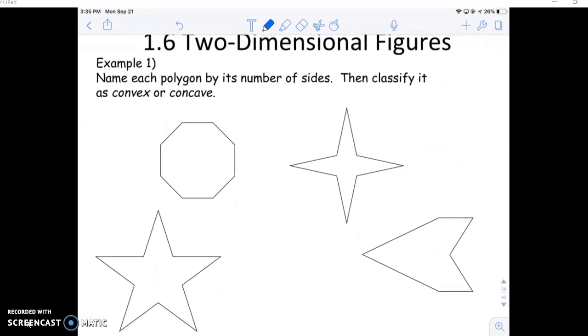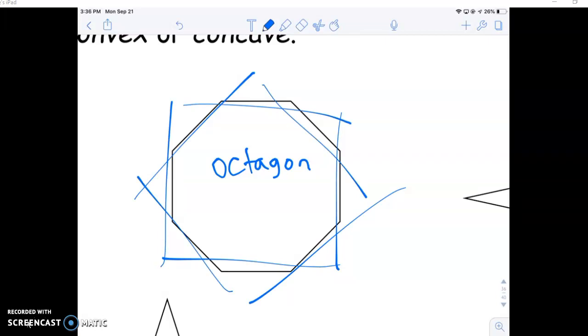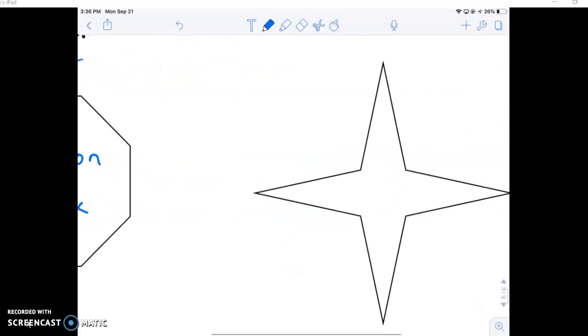So anyways, next it says name each polygon by its number of sides and then classify it as convex or concave. So first thing, we've got to count up how many sides. This is an octagon because it has 8 sides, and if you were to do this, you'd realize none of the lines go inside of that shape, so that is an example of convex. It's an octagon and it's convex. Also, another thing to mention, it wasn't asking for this, but this would be an example of a regular octagon. Each of those sides are the same, angles are the same as well.